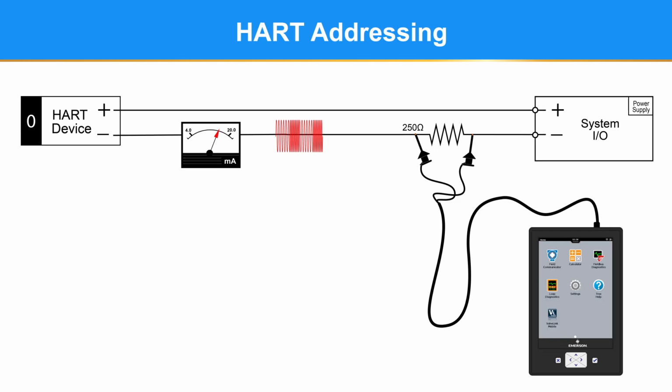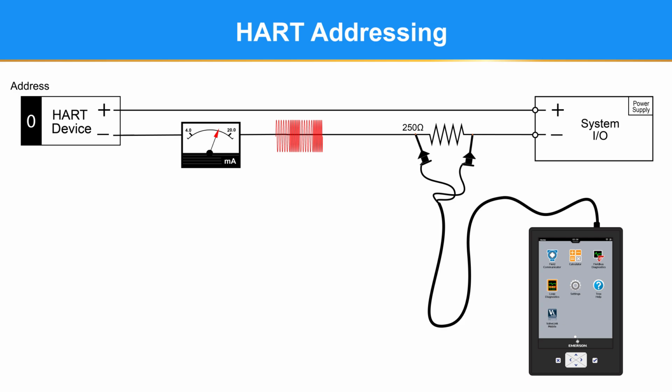HART devices have an address that ranges between 0 and 64. Most users don't know this as communicators come default to search for address 0 when connecting, and very seldom do you come across a device with an address other than 0. In HART protocol, address 0 means the device's output, or primary variable, is going to be represented by the 4 to 20 milliamp signal, which is well over 99% of the installations.